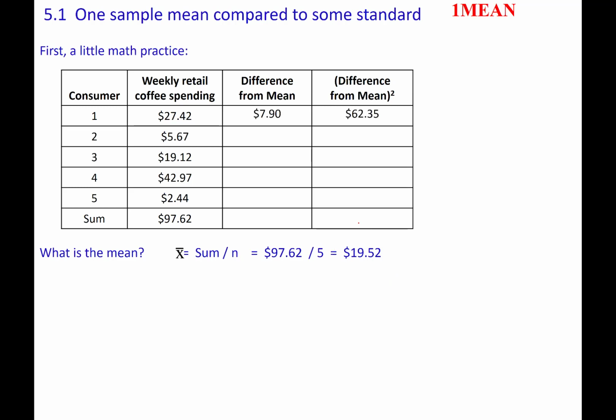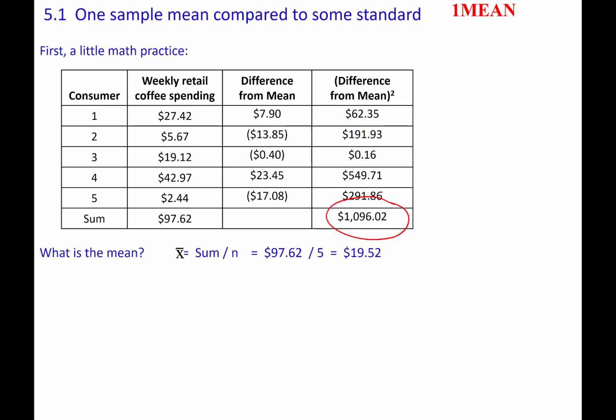The difference from the mean and that mean difference squared have very important implications for other summary statistics here. So if we take this first person's weekly spending, 2742 minus 1952, we get 790. If we square that, we get 6235. And if we do that with each other observation, you'll see we can sum up those squared differences.